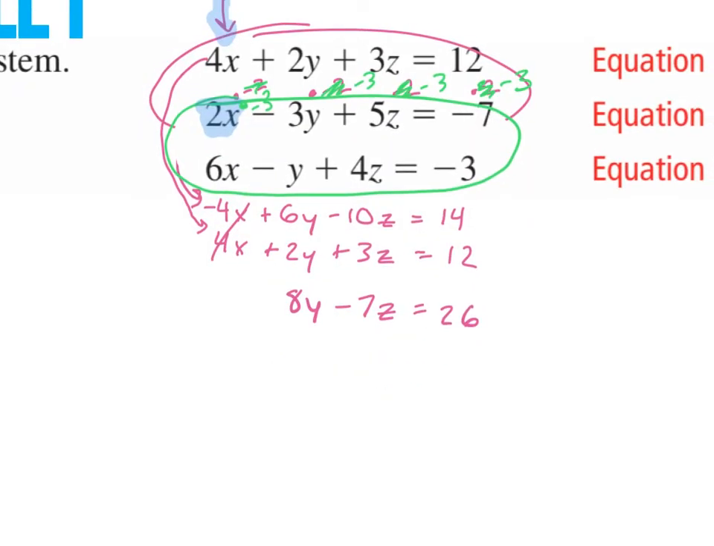So I'm going to rewrite equation 2 down here. Negative 3 times 2x is negative 6x. Negative 3 times negative 3y is a positive 9y. Negative 3 times 5z is negative 15z. And then negative 3 times negative 7 is 21.